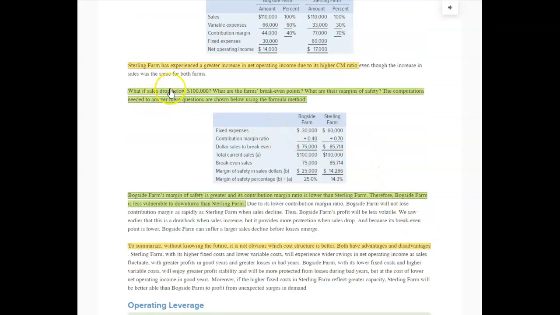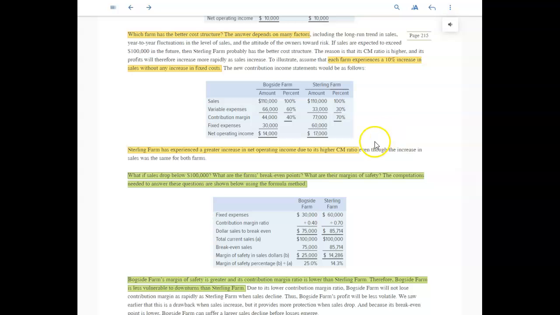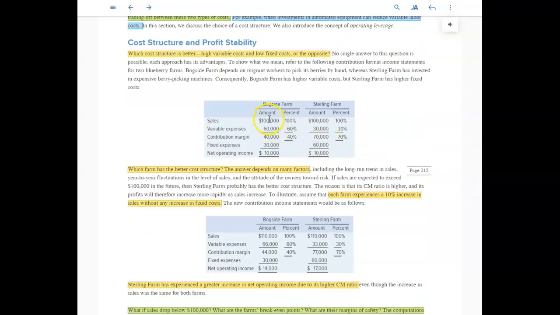What if sales drop below $100,000? Currently, back up here, we are at $100,000. Each one has a profit of $10,000. What if we go below the $100,000 figure, though?